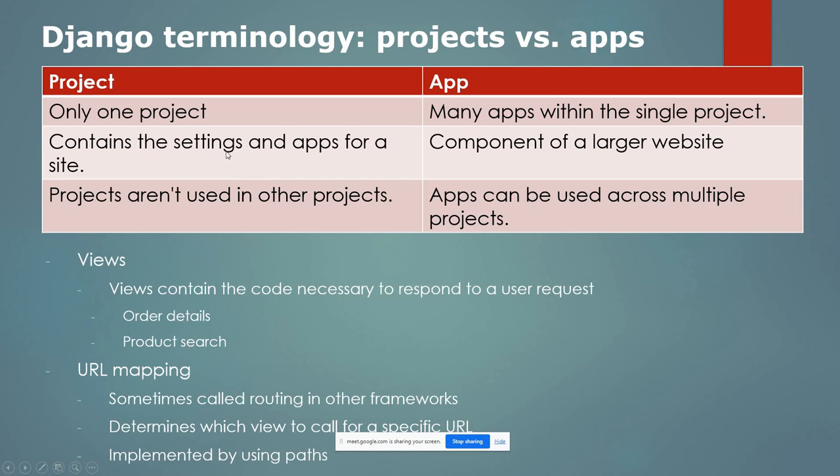Whatever global settings are required are available in the project, and the apps which we are going to create are available in that project, and the projects are not used in other projects. So one project is for the entire organization. Simply, as we discussed in MySQL, a project is like one database and an app is nothing but tables. One database may have n number of tables. Similarly, you have one project and it contains a number of apps.